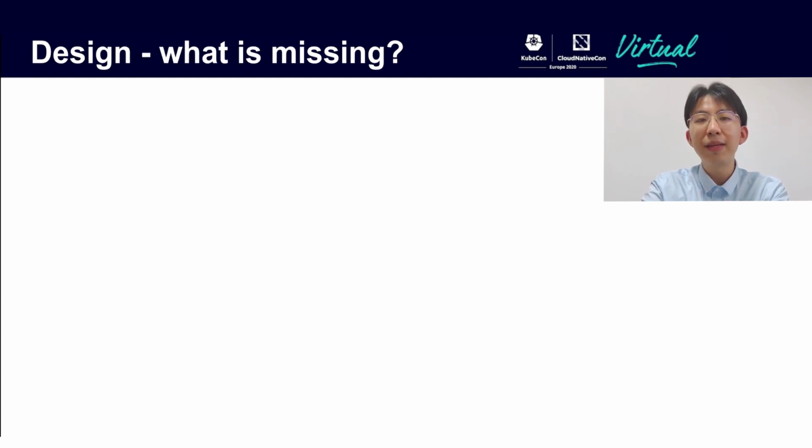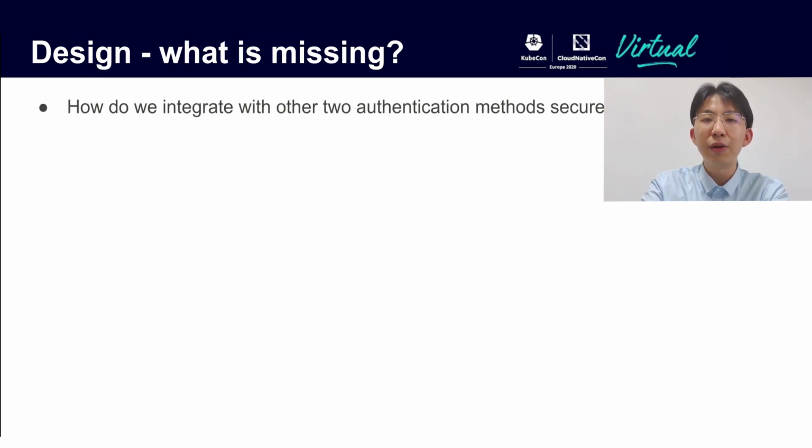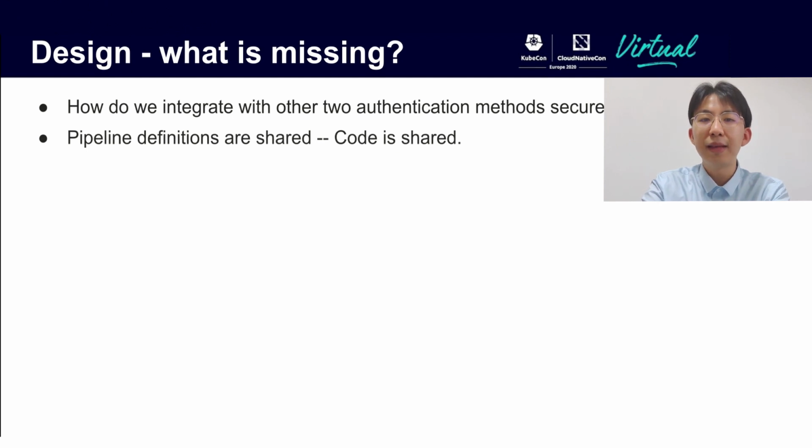There are still some missing pieces for this design. First, how do we integrate the other two types of authentication methods with in-cluster traffic authorization? They can allow other workloads in the cluster to authenticate to the KFP API server. Second, pipeline definitions are still shared. That basically means pipeline code is shared. So this is okay for some organizations, but not others.